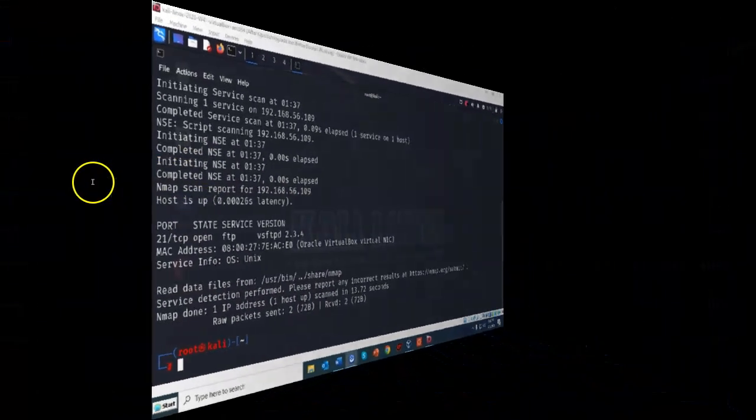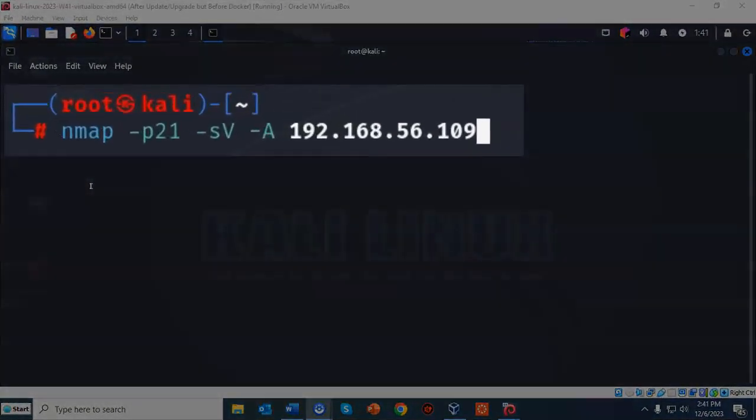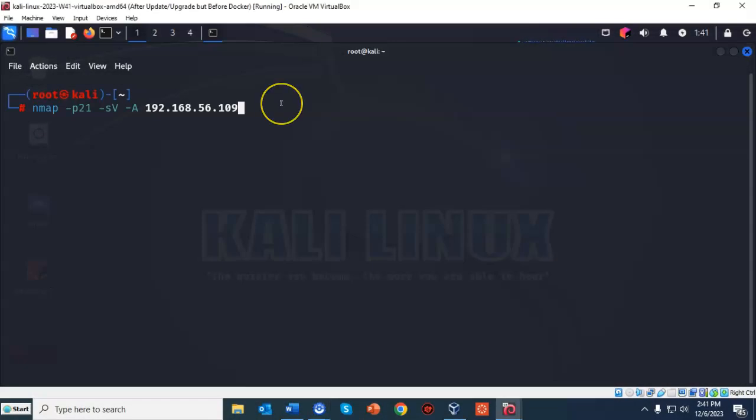In our next command, we're going to get rid of the verbose mode and the T4 for quick scanning, and we're going to replace the T4 with the -A. The -A option executes OS detection, version detection, script scanning, and traceroute. It is very intrusive, and therefore it can be detected by IDS. Let's go ahead and run our scan.